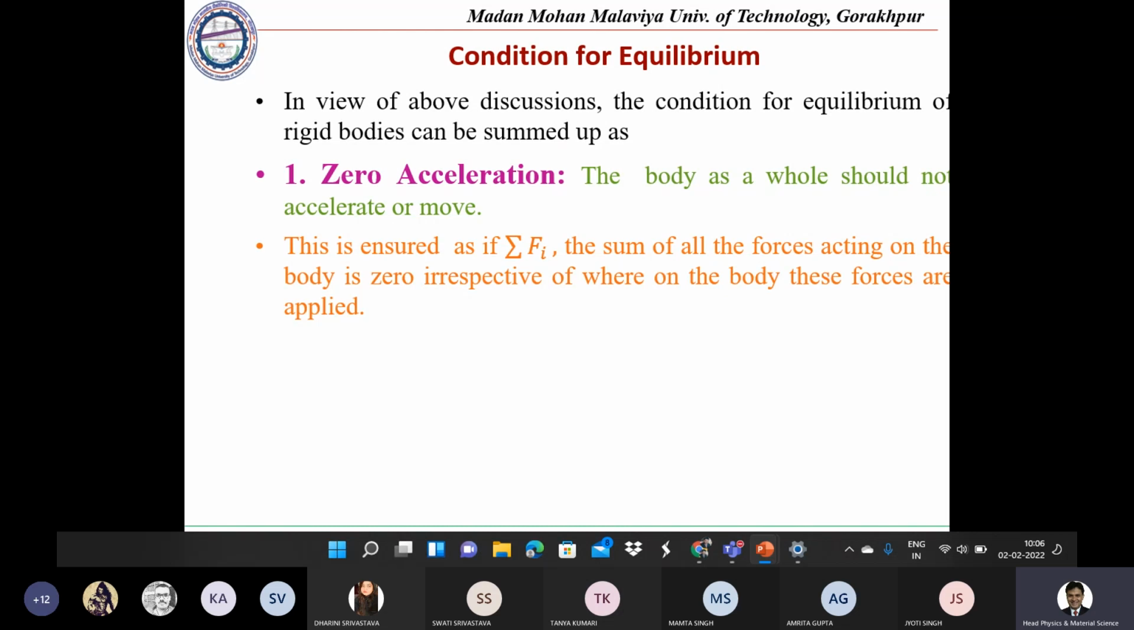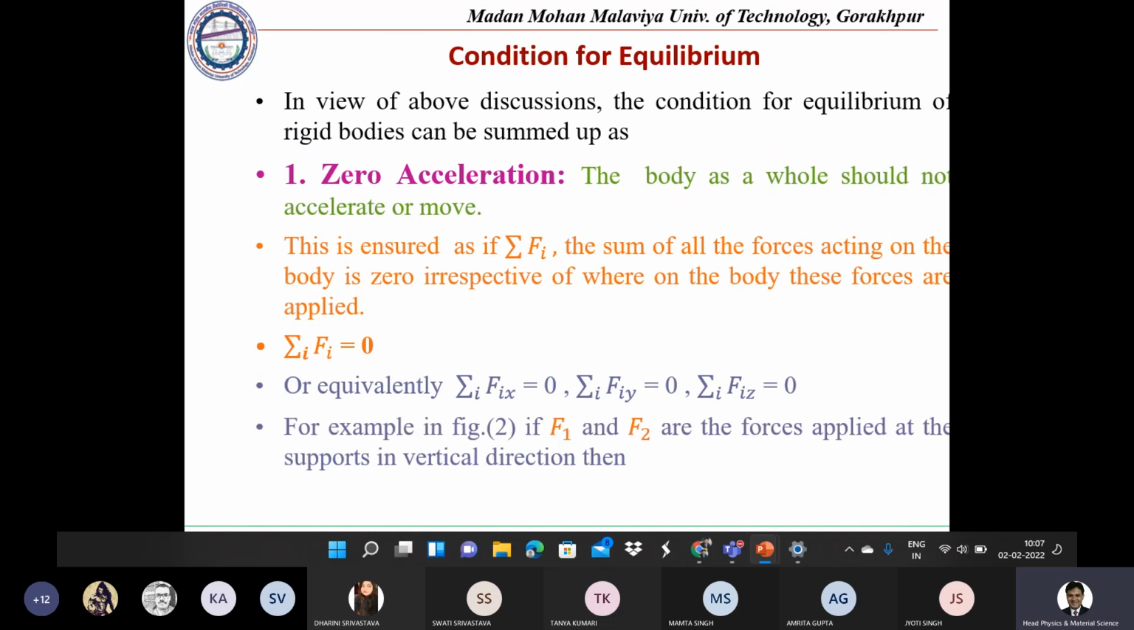Whatever the position for the action of the force on the body, that summation should be equal to 0, just as it happened in the case of minus F and F forces. That is, the summation over i should be equal to 0. Or equivalently, we can say that in a respective direction the summation should be equal to 0, that is, in the X direction, in the Y direction, and in the Z direction individually.